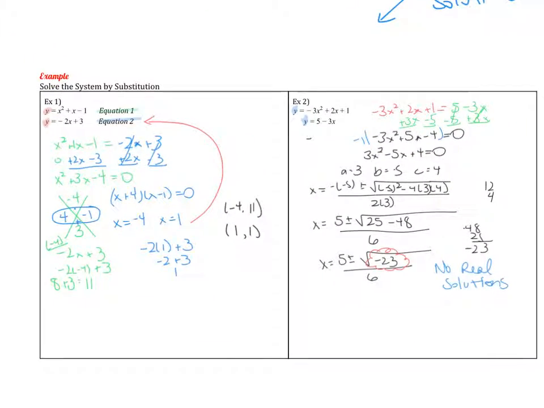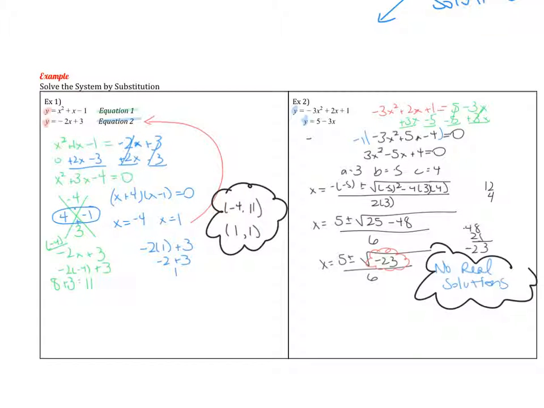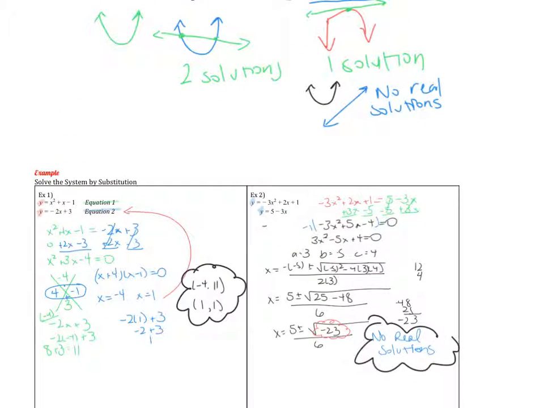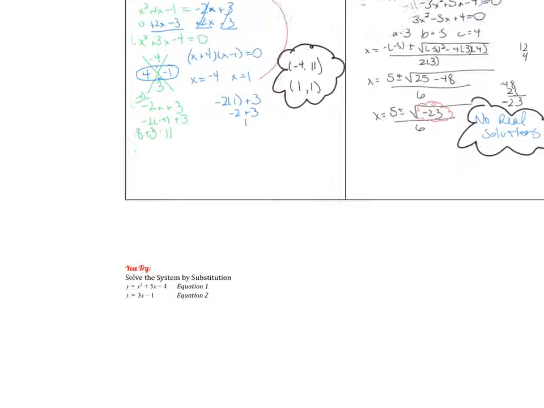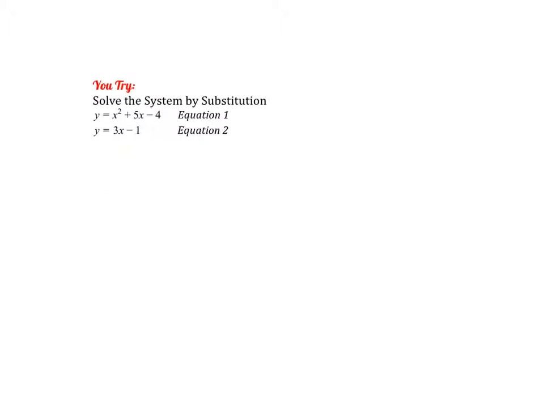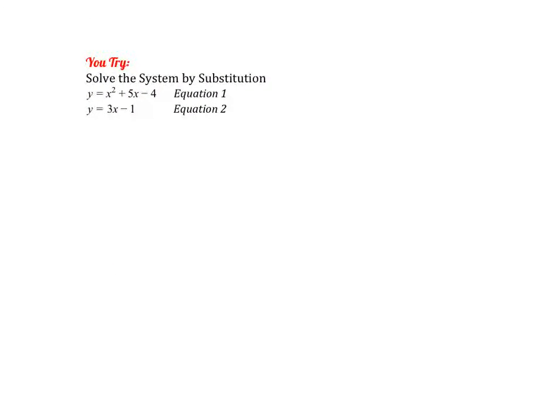So in essence, whenever you do this, you can either get no real solutions, which means they never intersect, or 2 real solutions, where they intersect in 2 spots, or, like I mentioned earlier, you could get 1 real solution. Okay, so now what I want you to do is try this example out. Solve the system by substitution. Pause the video, and when you come back, I'll have the answer for you.